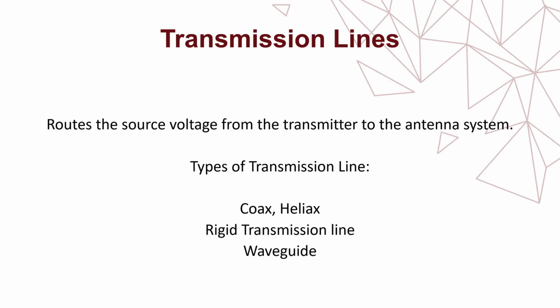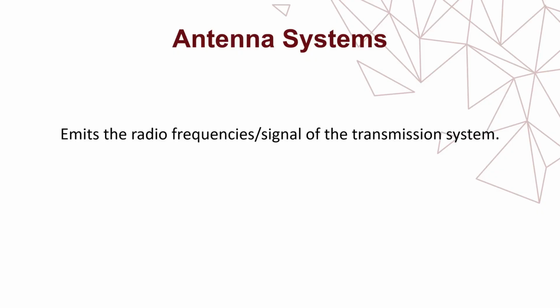So transmission lines route the source voltage from the transmitter to the antenna system. Examples of transmission lines that we'll focus on are coax, heliax, rigid transmission line, and waveguide. An antenna system, a very simple summary: it emits a radio frequency signal of the transmission system.